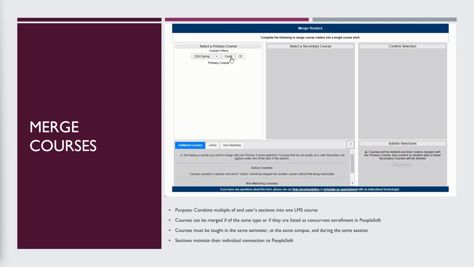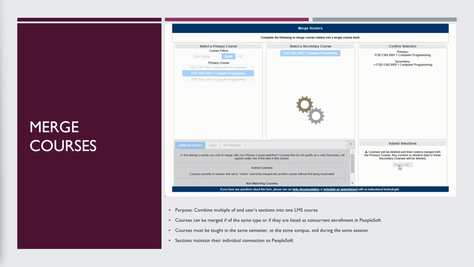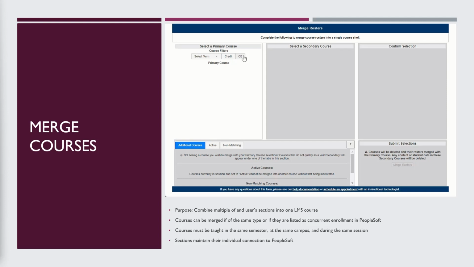Once a course is selected, the second column is enabled. In this column, the user selects as many courses as they desire to be merged into the primary course. Once all courses have been selected, the final column allows the user to verify their choices before submitting.